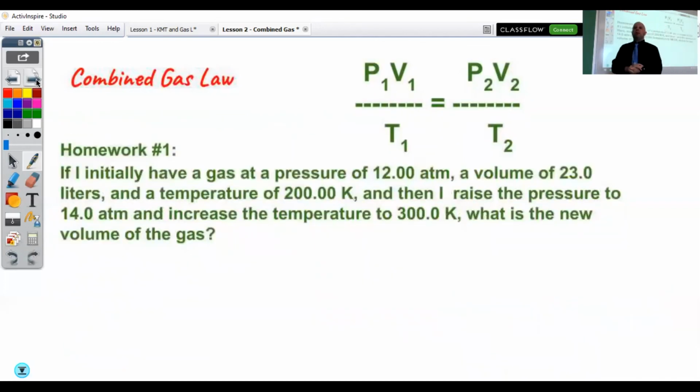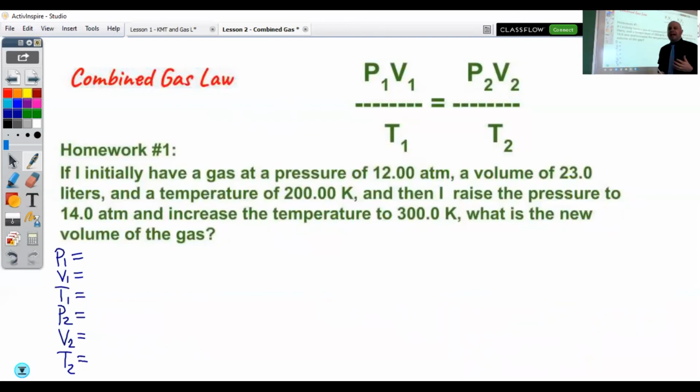Let's take a look at one of our homework problems. So if you look at this homework problem, and this problem is already completed on your homework assignment, if I initially have a gas at a pressure of, so again, we're going to be using all 6 of our variables here. So we have P1, V1, T1, P2, V2, T2.